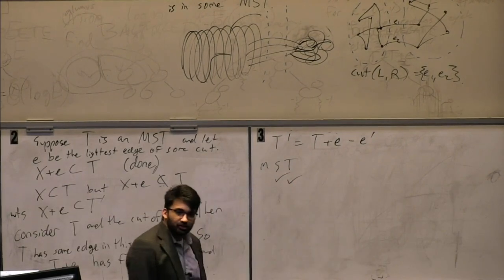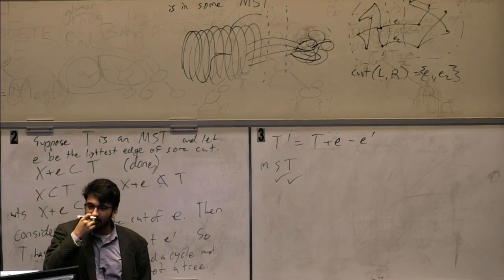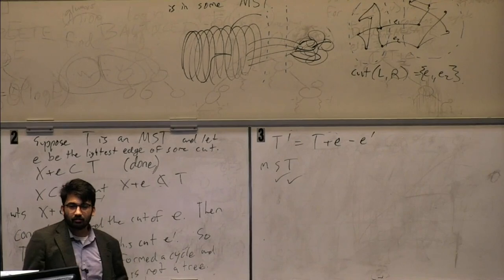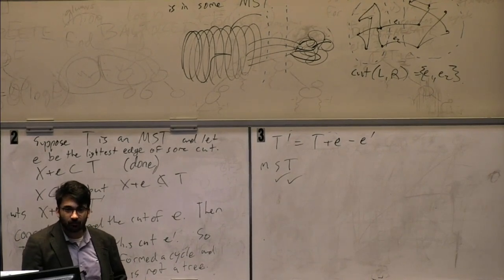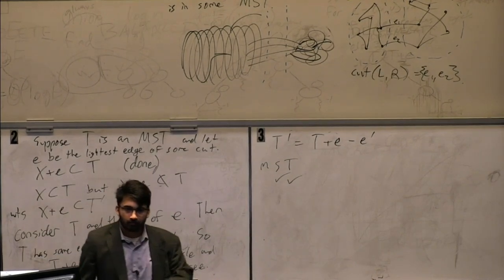So all that's left for us to show, T prime is a spanning tree. We just simply need to show that T prime is a minimal spanning tree. And that's sufficient for us to prove that X is in progress towards a spanning tree. We agree? So now let's do that.